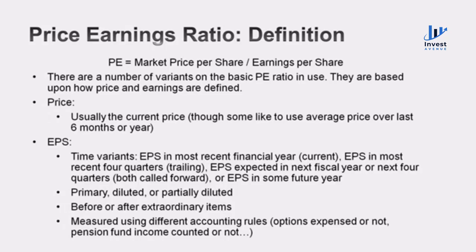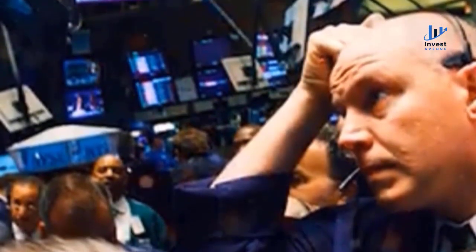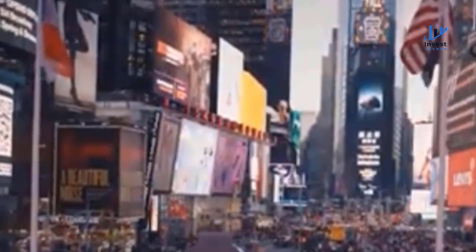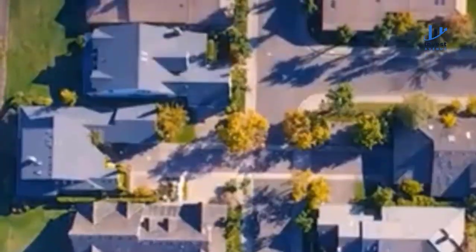You can divide by earnings per share before extraordinary items or after extraordinary items. Partially diluted, fully diluted, primary earnings per share, before option expensing, after option expensing. What I'm trying to say is you take any company, you could probably write 15, 20, 25 different numbers, all claiming to be PE ratios at any point in time.